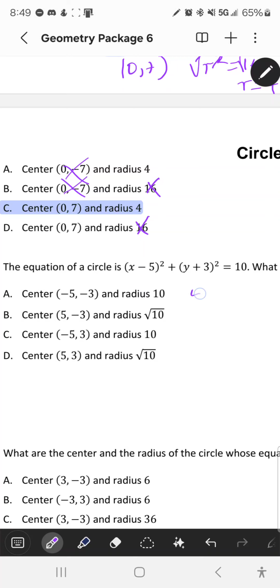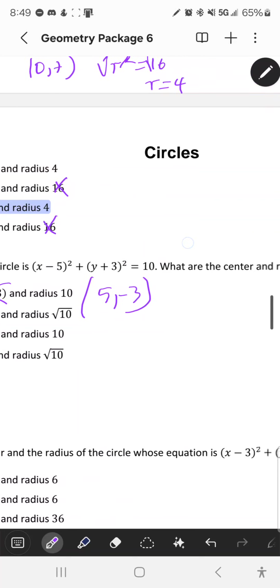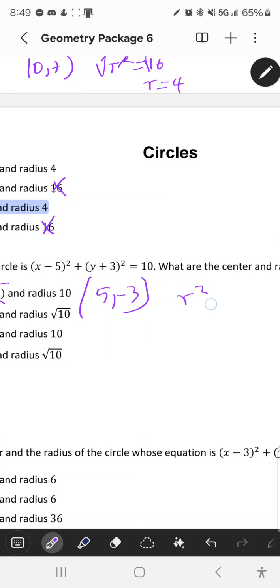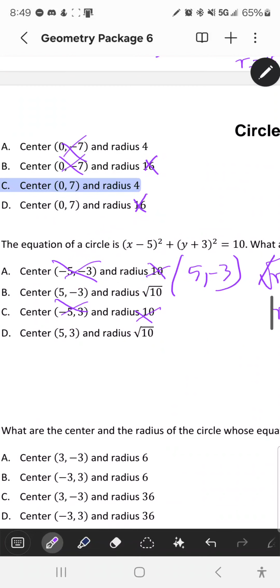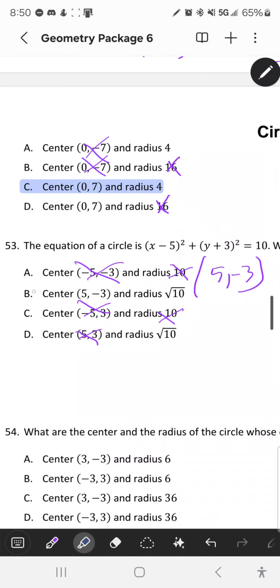And you know this is the opposite, so it will be (5, negative 3), which is either B or D. And now we know this is r squared. r squared is going to be equal to 10. So if we do the square root of both sides, I have r equals the square root of 10. So this is not, this is not. Oh, here we have positive 3 instead of negative 3. We could basically do it without the radius in this case, but it's always good to know.